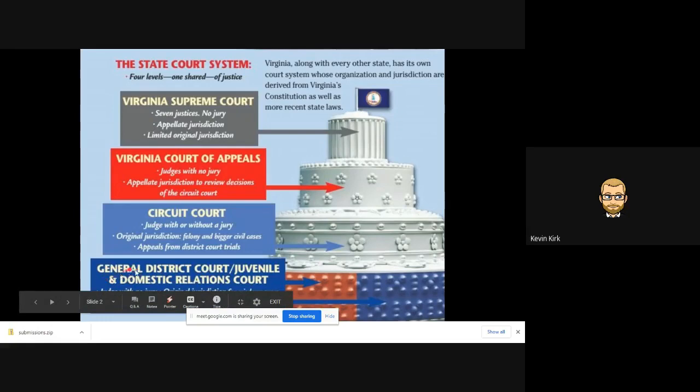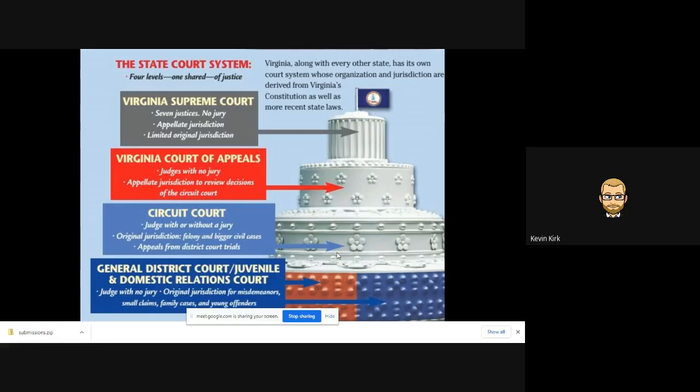The other lower court is called general district. And just like juvenile, there's only a judge. The lower courts, juvenile and general district, do not have juries. General district court is for low dollar civil cases, like somebody suing for less than $5,000, and also misdemeanor crimes for adults. That's general district court.